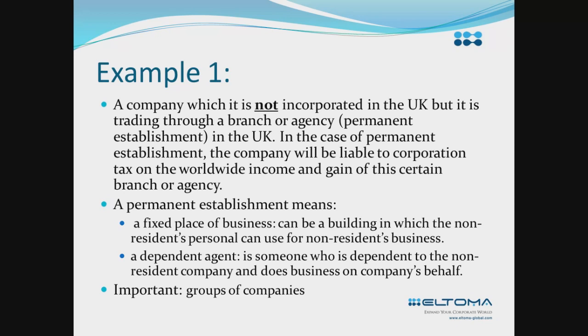So we have two companies. The first company is a non-UK company and sells products to UK customers, and the second company is a UK company which supports the selling company. In this case, the corporate tax will be imposed only on the profits of the UK company, the one which supports the non-UK company, and the tax will not be imposed on the profits and gains of the group of companies. So the tax will only be imposed on the profits of the UK company.